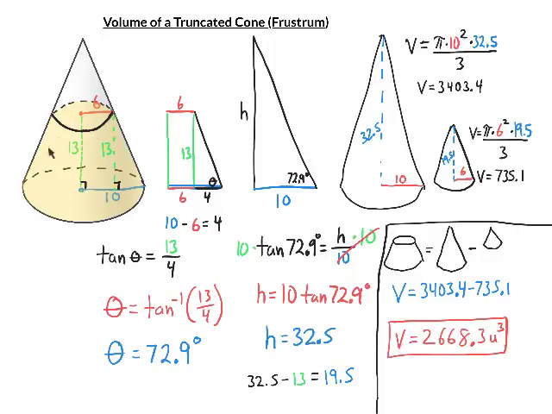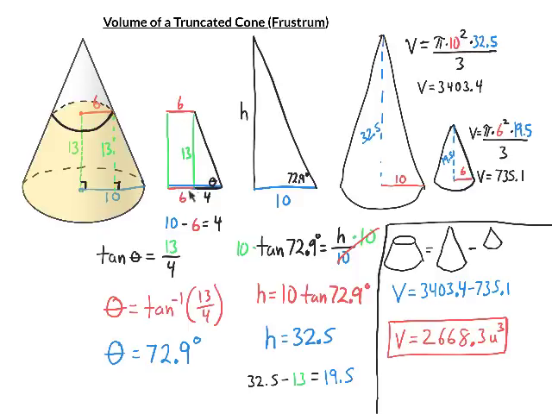So we're going to find the volume of this truncated cone, or a frustum. This right here is a cross-section of the truncated cone. 13 is the height, so if we slide that over, we get 13. You see it right here. The top is 6, the bottom's 10, so that blue is 10.